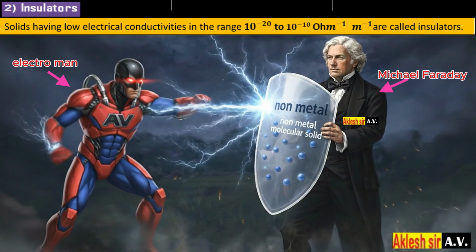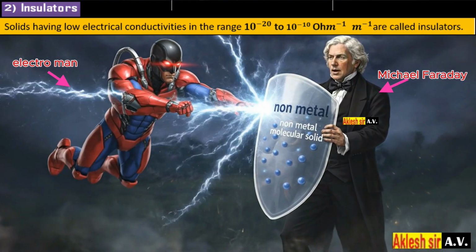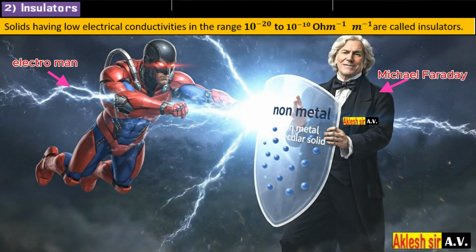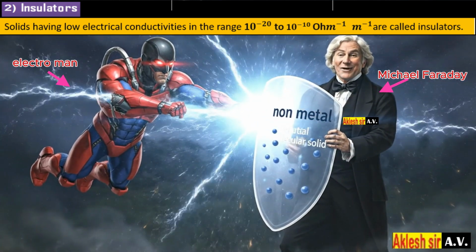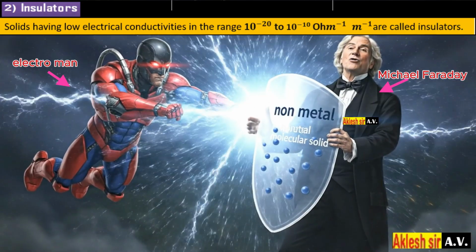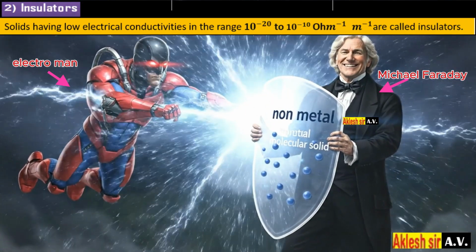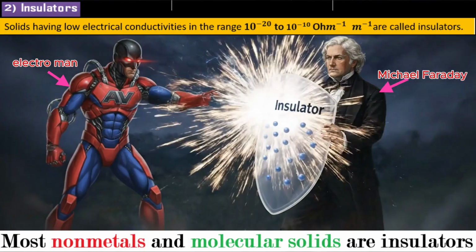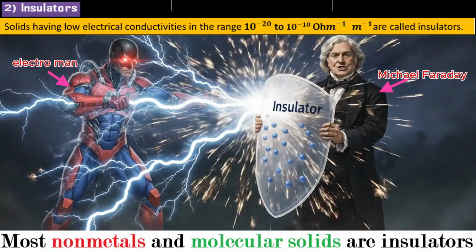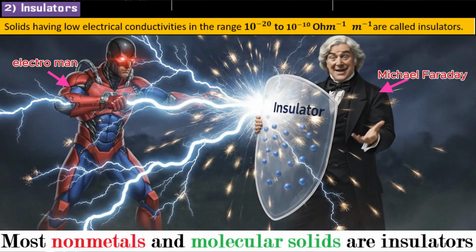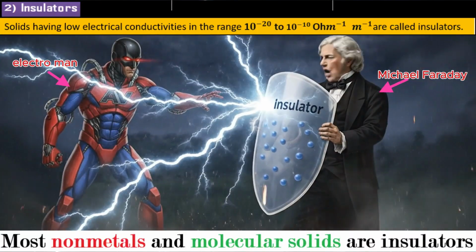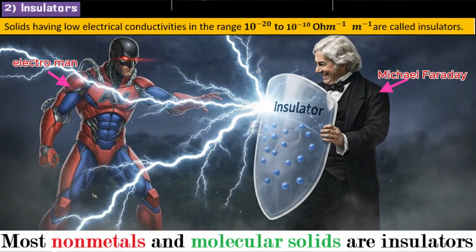Today I will kill you by giving shock. Hey, I will not get shock, because Aklesh sir had given me an insulator shield, whose conductivity range is 10^-20 to 10^-10 ohm^-1 m^-1. This shield is made of insulator, for example, non-metals and molecular solids, so I will not get shock.